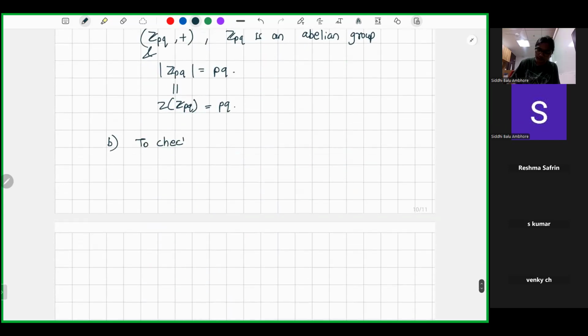To check, the cardinality of ZG is P. Any guesses here whether this is true or false and what will happen? Is this true or not? Can we have a center of a group of size P or Q? For now P, okay. Can we have a group with center of size P and G is of order PQ? Is this possible?